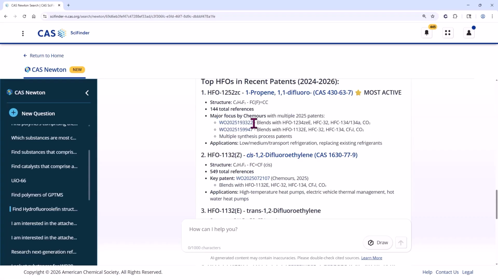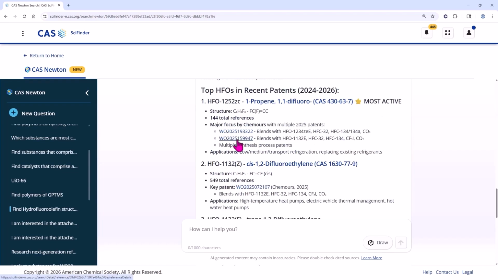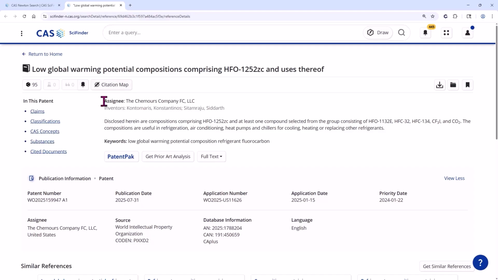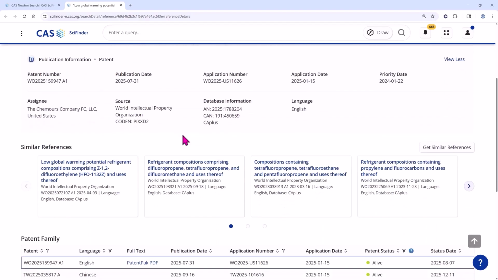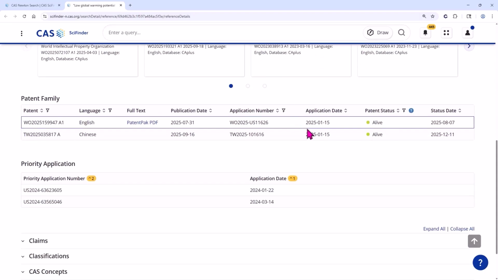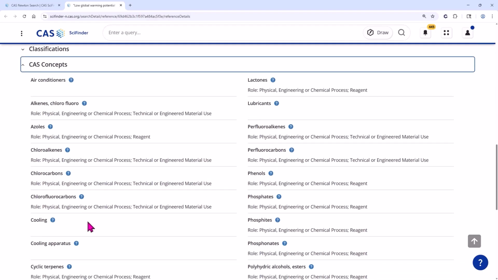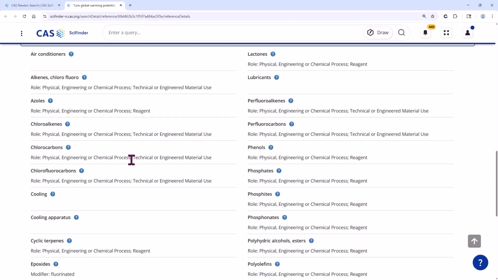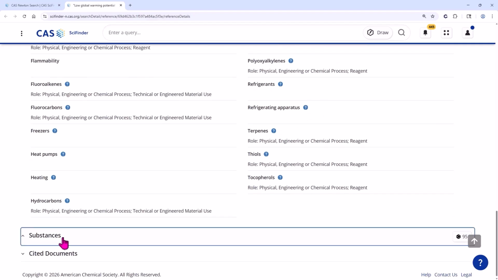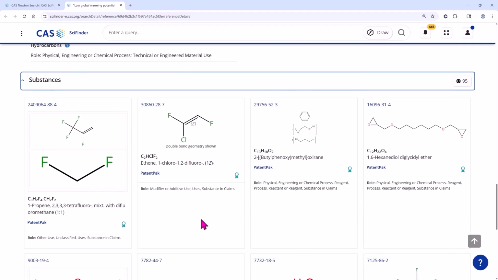For example, these patents from Chemours talking about different blends of HFOs. And yeah, let's access this one here from Chemours. We see our bibliographic patent record. So, of course, this includes title and abstract. And scrolling down, we have our patent family. We, of course, have our usual information, such as the indexed concepts, which, again, is searched by Newton, as well as our indexed substances.